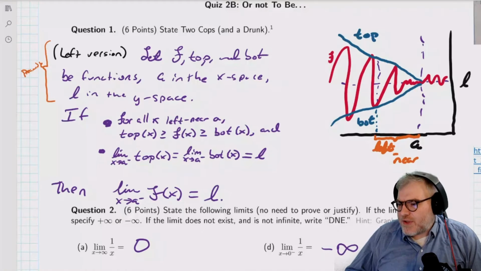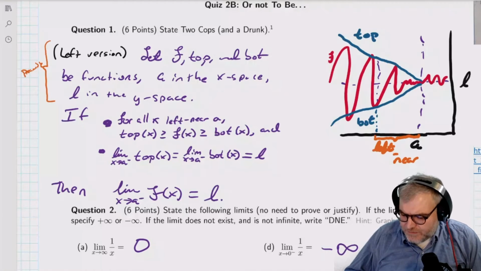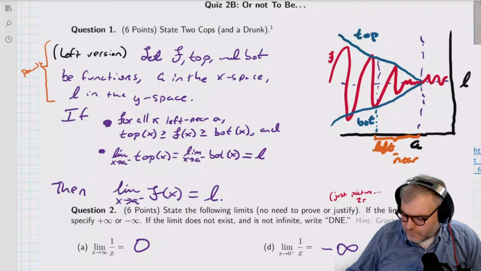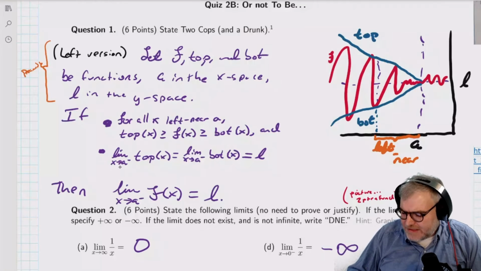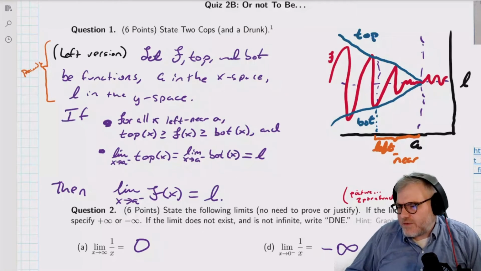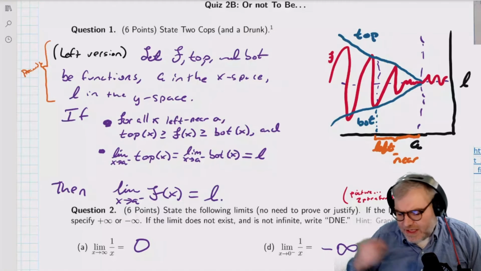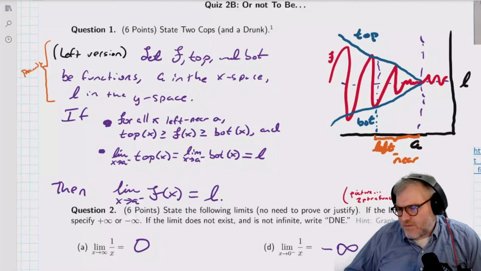So just drawing the picture will get you a 2 point refund. Even if you wrote something here, but messed up something here, you get a 2 point refund for the picture. You can't go over the 6 points. If you wrote the preamble, it's a 1 point refund.